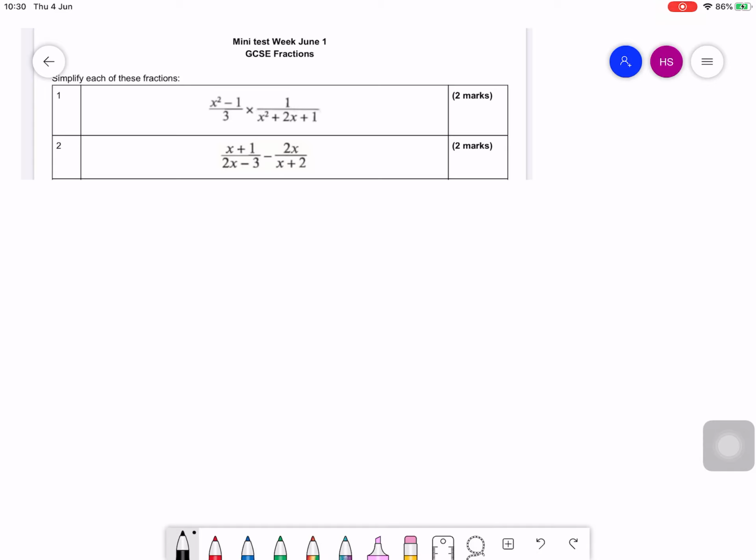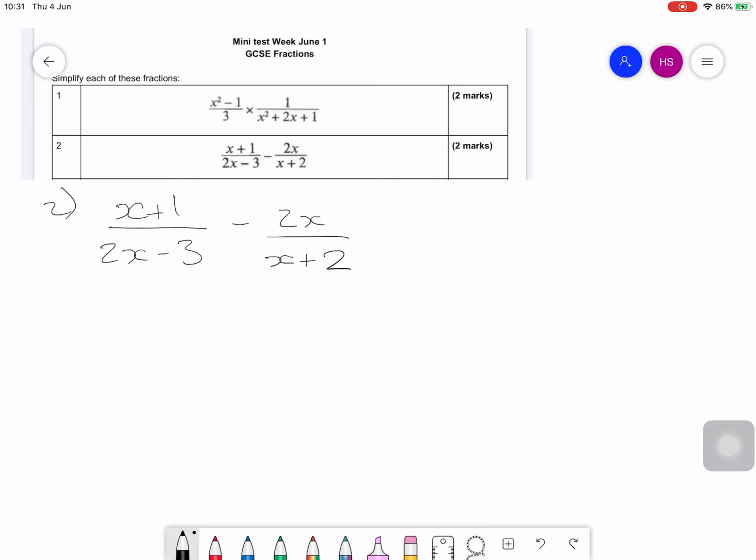Okay, so we're looking at question 2 from the mini test. So we've got to subtract some fractions. The first thing I would always do is check whether you can factorise and simplify, which we can't in this case, because none of those numerators or denominators factorise.